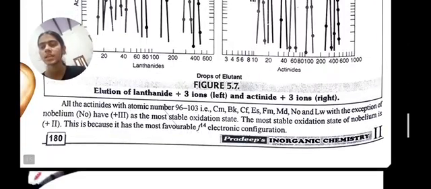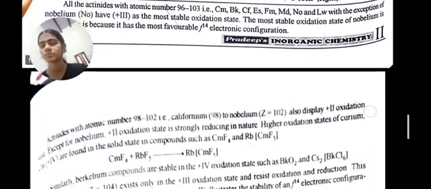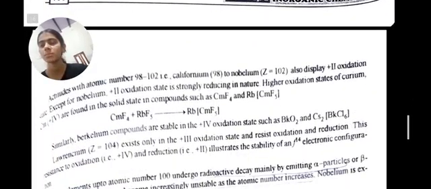All the actinides with atomic number 96 to 103, with the exception of nobelium, have +3 as the most stable oxidation state. The most stable oxidation state of nobelium is +2. This is because it has the most favorable 5f14 electronic configuration. Actinides with atomic number 98 to 102 also display +2 oxidation state except for nobelium. +2 oxidation state is strongly reducing in nature.